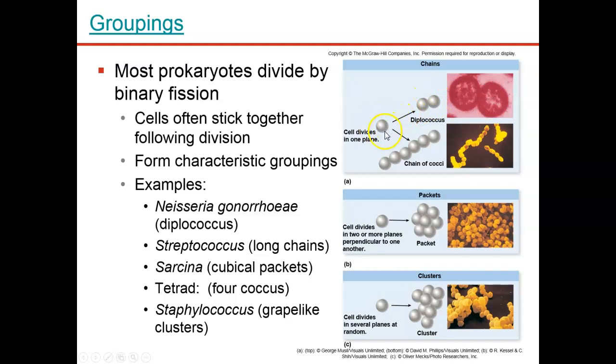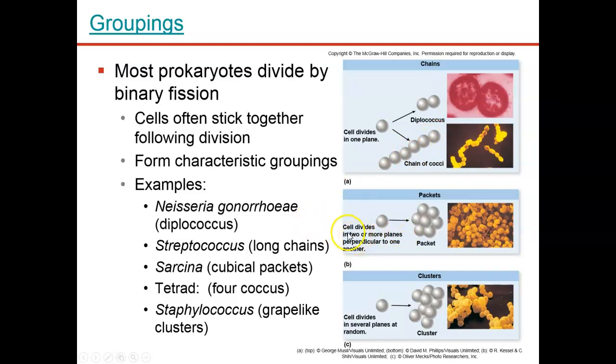So you have one single cell, it replicates, producing two cells, and when they stick together and they're coccus shaped, then they can form either diplococcus or streptococcus cells. And so each of these is an individual cell, but they are forming an arrangement, what we would call a multicellular arrangement, but they're still each individual cells.